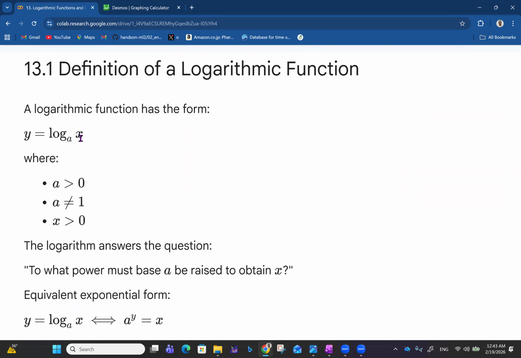Then the other thing is that this x can never be negative, because no exponent gives you a negative value, in short. So x is always positive. The logarithm answers the question, to what power must a be raised to obtain x? The equivalent exponential form of this expression is that a carries y on its head. So we have y equals log x to base a, and that means a to the power y is equal to x. So a must be raised to power y to get x.